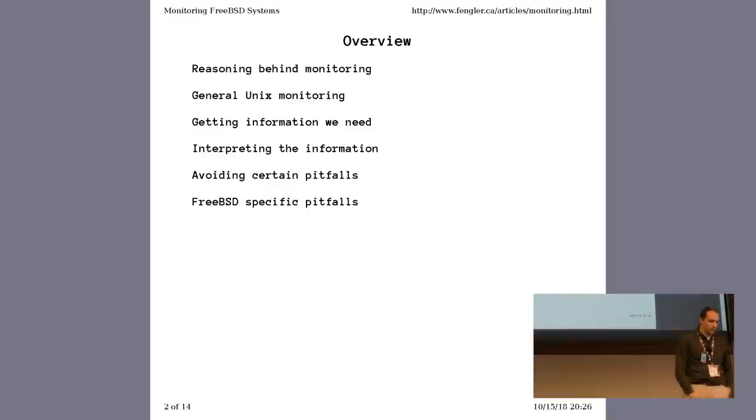So in this talk, we're going to go over some of the reasons behind monitoring, general things you can monitor on a Unix system, how we get that information, how we make that information useful to us, some pitfalls we want to avoid, and then of course, since we're working with FreeBSD, FreeBSD itself has many particularities to deal with.